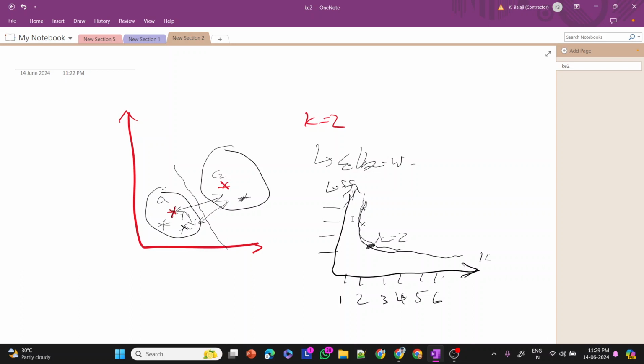K-means clustering is effective and easy to implement. This algorithm is used for partitioning data into clusters. However, it specifically requires the number of clusters. This k value is called the number of clusters.